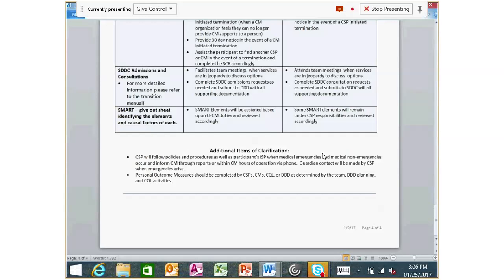There's also a question about how often the POM, personal outcome measures, interview needs to be completed.